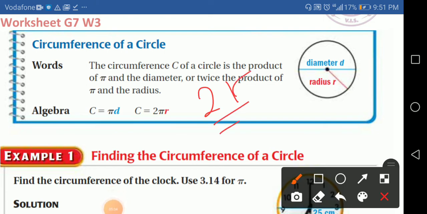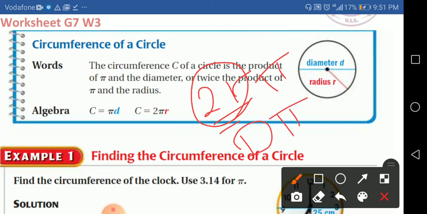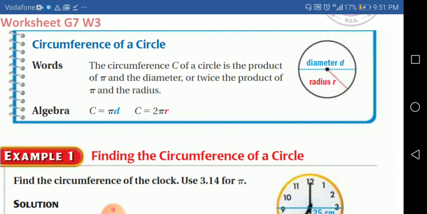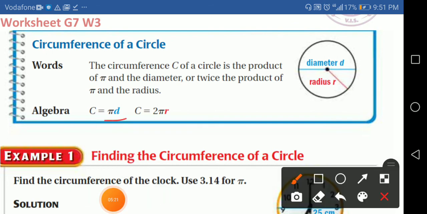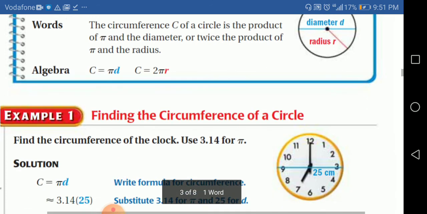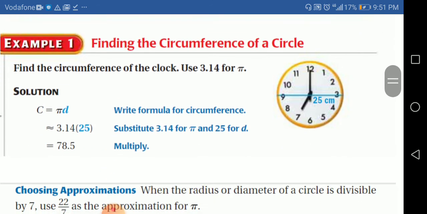2r times pi. And instead of 2r, what should I write? I can also write diameter times pi. Because the diameter equals 2 times the radius, I can say the circumference is pi times diameter, or 2 pi r. This is the circumference of a circle.